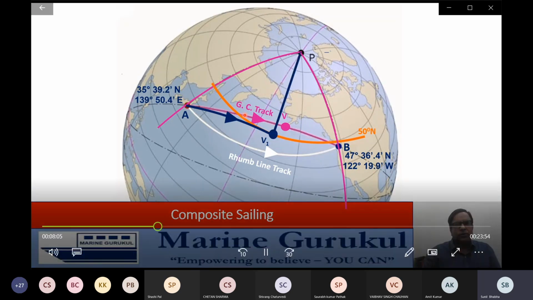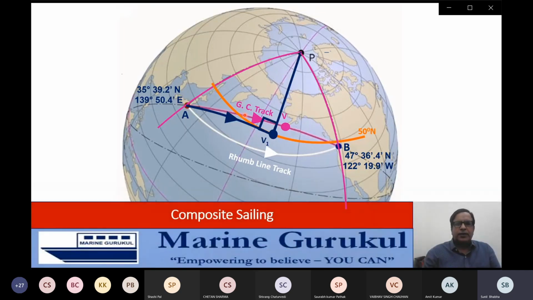We all know that this meridian will make an angle of 90 degrees at V1. So what do we get? We get this shaded right-angled spherical triangle. PV1A is a right-angled spherical triangle.